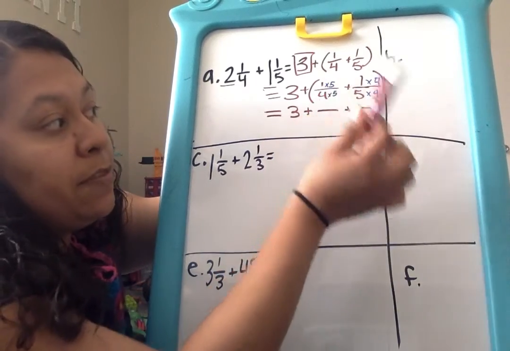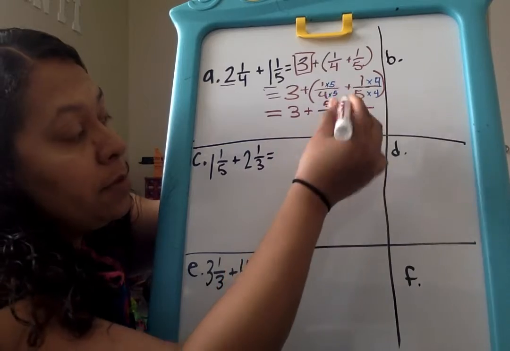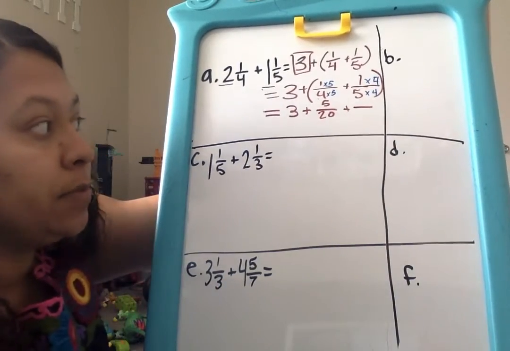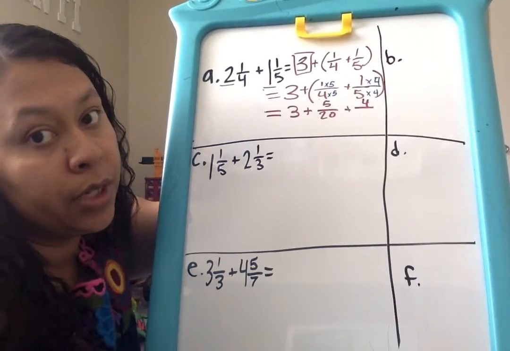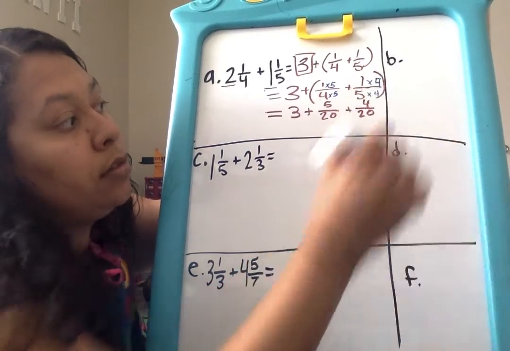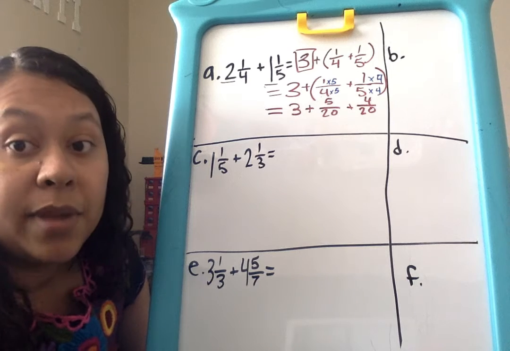So 1 times 5 is 5. 4 times 5 is 20. So 5/20ths for the first one. 1 times 4 is 4. 5 times 4 is 20. 4/20ths for the second one. Now we have common units.